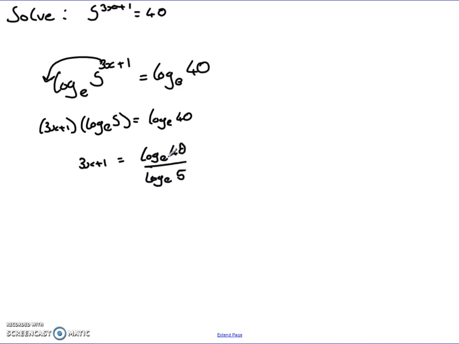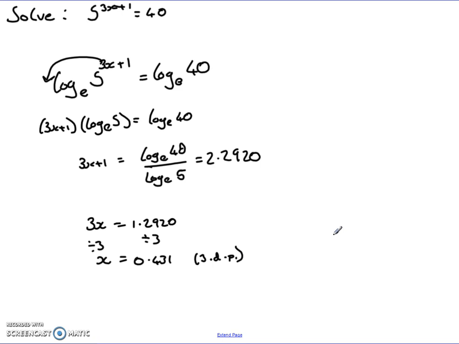Once we've got that, we can calculate this part here. So log to the base e of 40 divided by log to the base e of 5. If we were to calculate and do it to 4 decimal places, we get 2.2920. So 3x plus 1 equals that. We can then solve it as simple. So if we take the 3x, subtract 1 from both sides, we'd get 1.2920. So if 3x equals that, divide both of them by 3. We then know that x equals 0.431 to 3 decimal places.